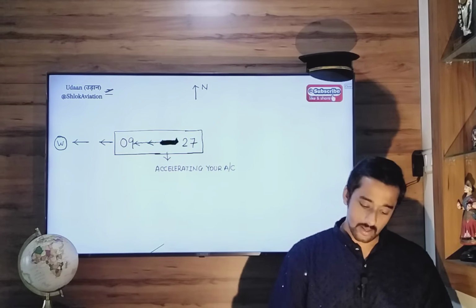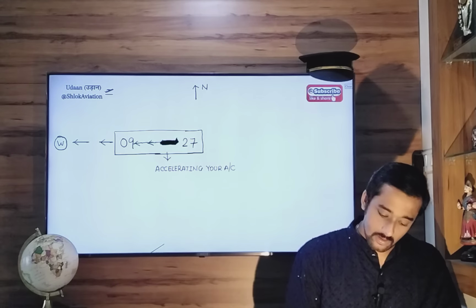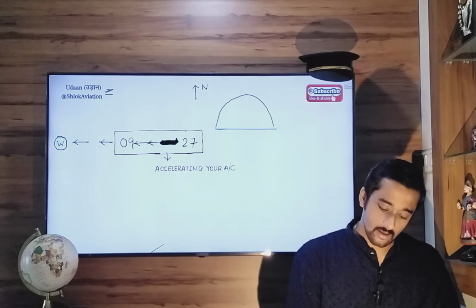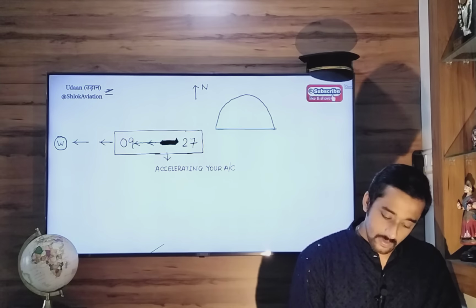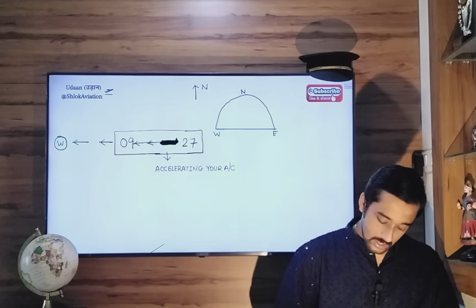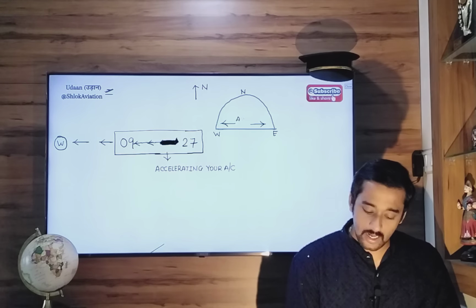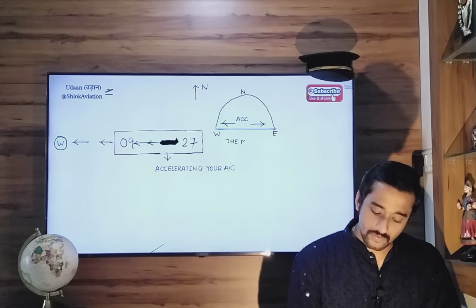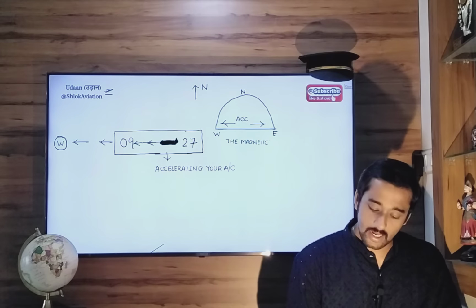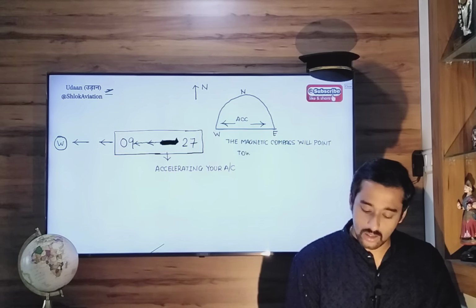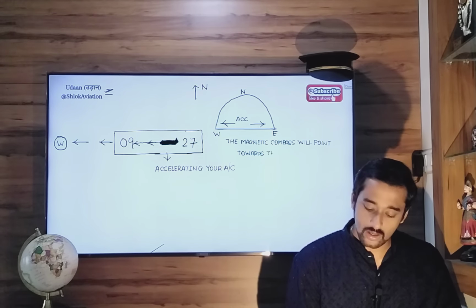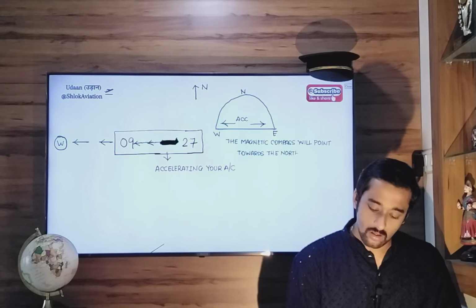Now, whenever you accelerate in the northern hemisphere, accelerate flying west or accelerate flying east, whatever, the magnetic compass will point towards the north heading, will point towards the northerly heading.